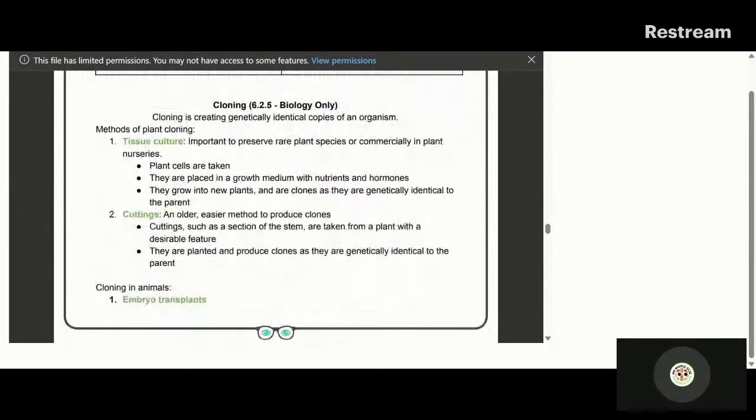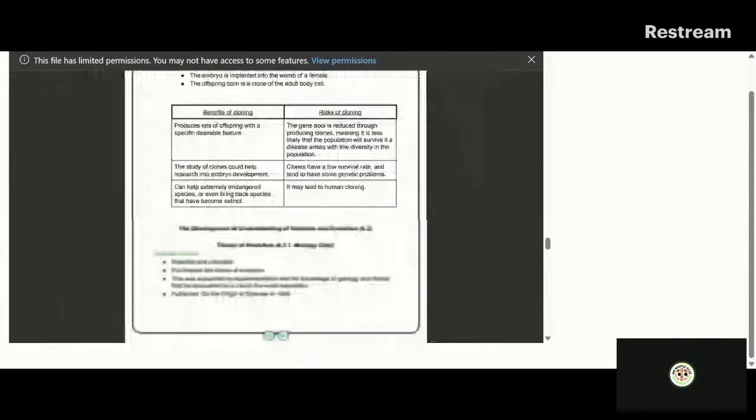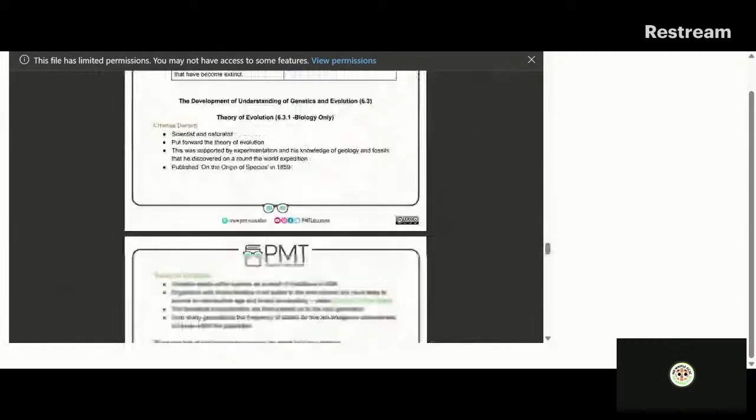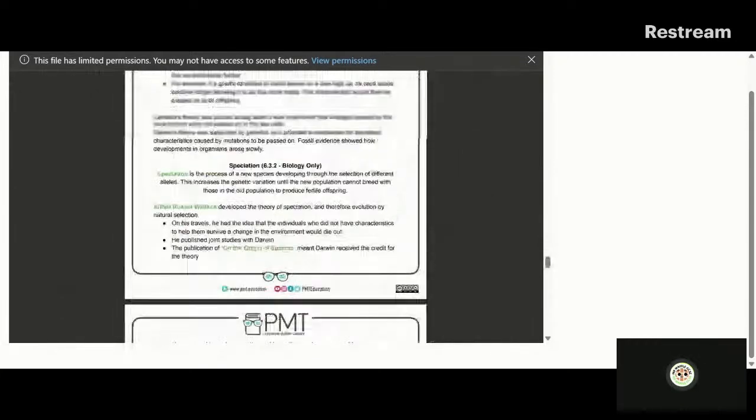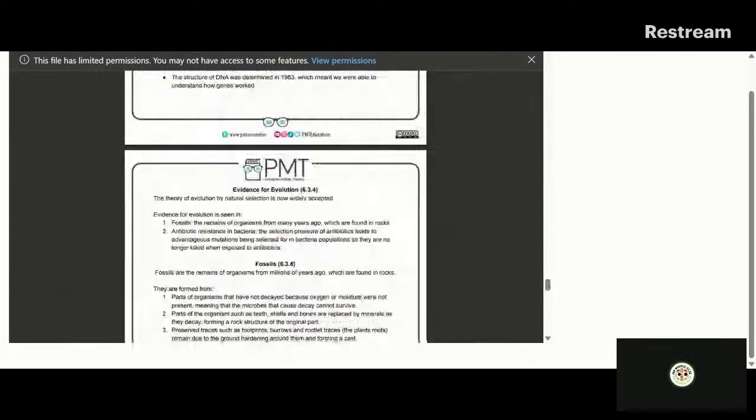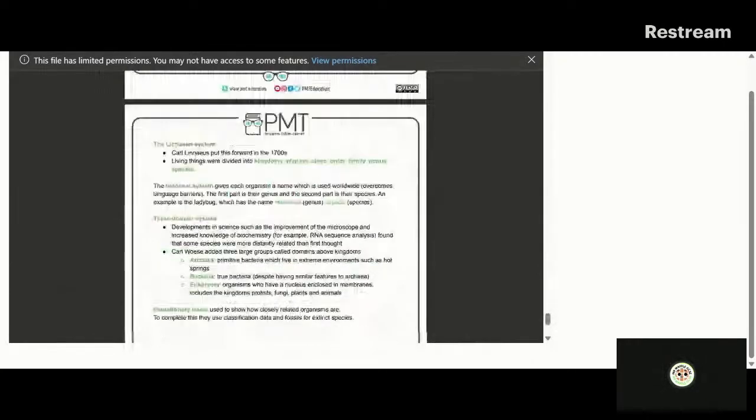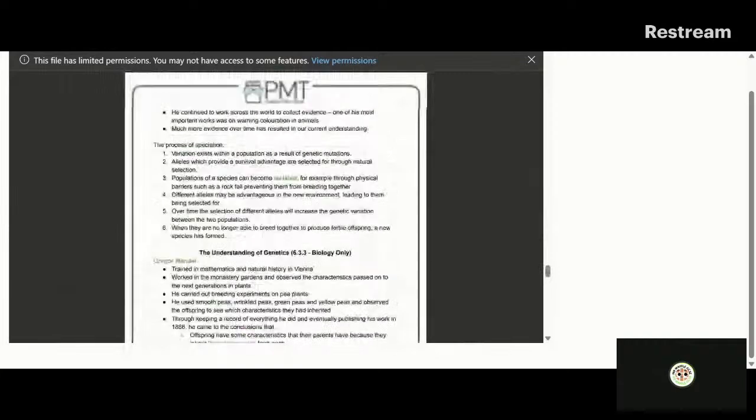So now we're just going to go on to cloning. Theory of evolution, we've discussed all of those. So cloning and classification, and then we're done with this topic.